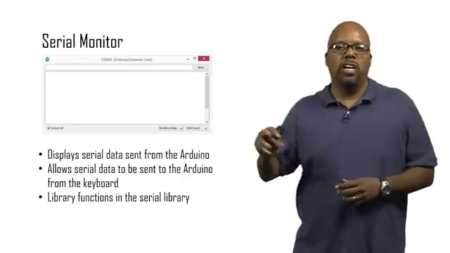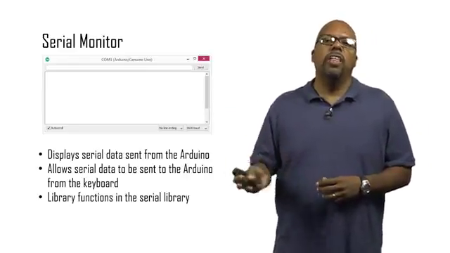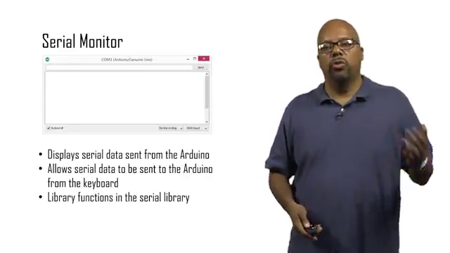You can open the serial monitor, and then you can write code in your Arduino that accesses the serial monitor, either writes to it or reads data from it.